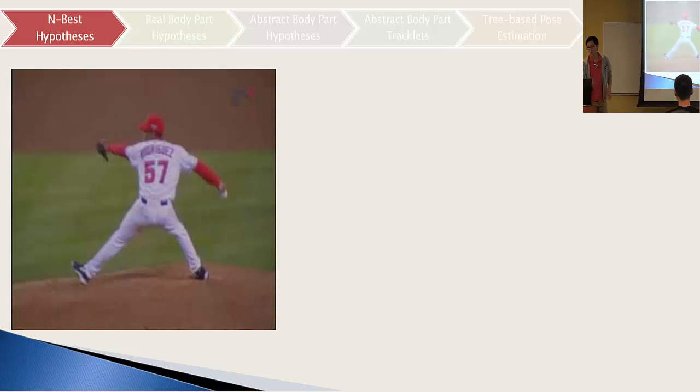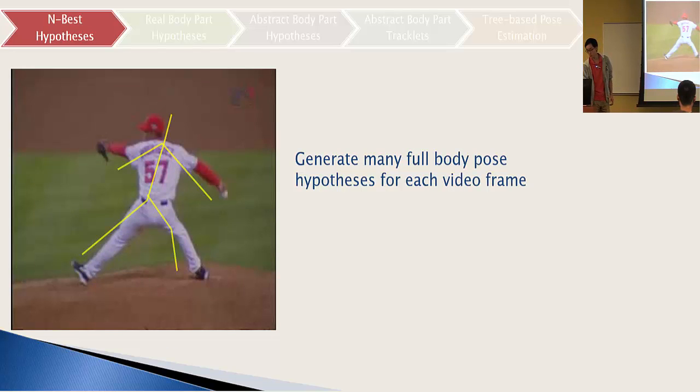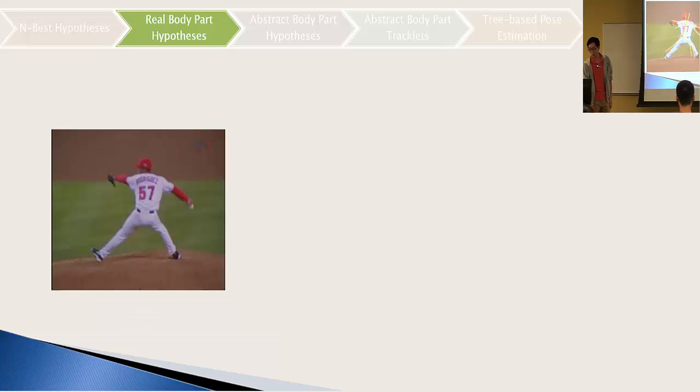Now let me introduce my proposed method. Our method consists of 5 steps. For the first step, we use the N-best method to generate a lot of hypotheses. For example, this is the input image, and we generate 1 pose. It's the yellow one, and we can generate another one which is the green pose, and another one which is the red one. We can generate a lot of such kind of pose hypotheses for each video frame.